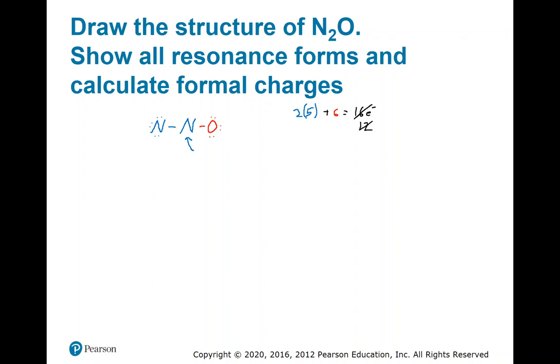And I said you have 3 choices here for 3 different resonance forms, and those 3 choices are: we could take both of those lone pairs from the nitrogen on the left-hand side, so that would leave us with 3 lone pairs minus 2 lone pairs, so just 1 lone pair, and both of those are bonds now, so we go from a single bond to a triple bond, and our oxygen is the same.